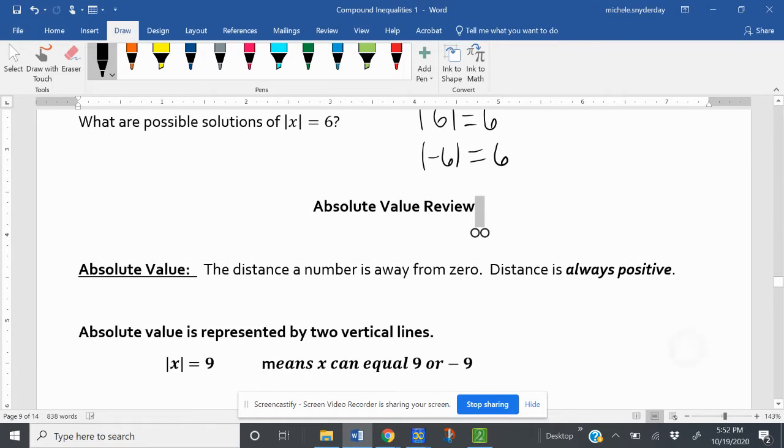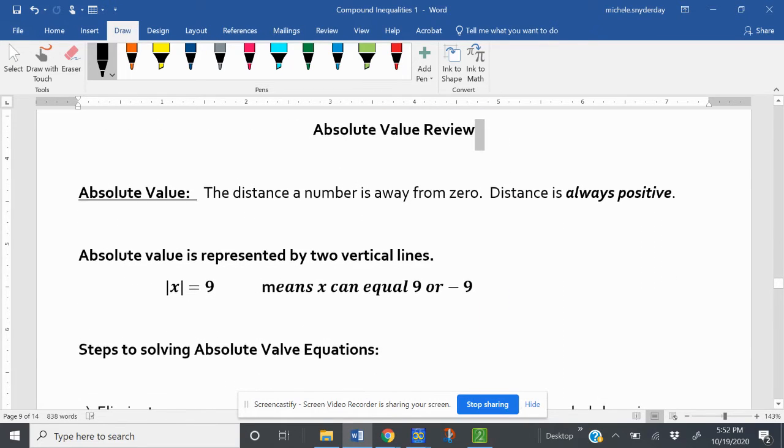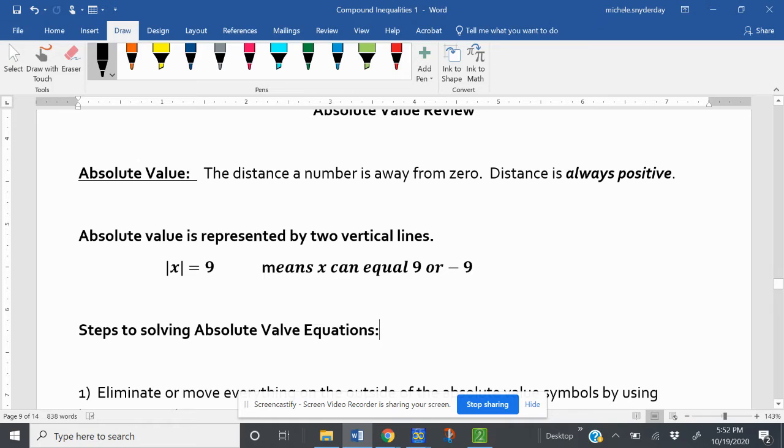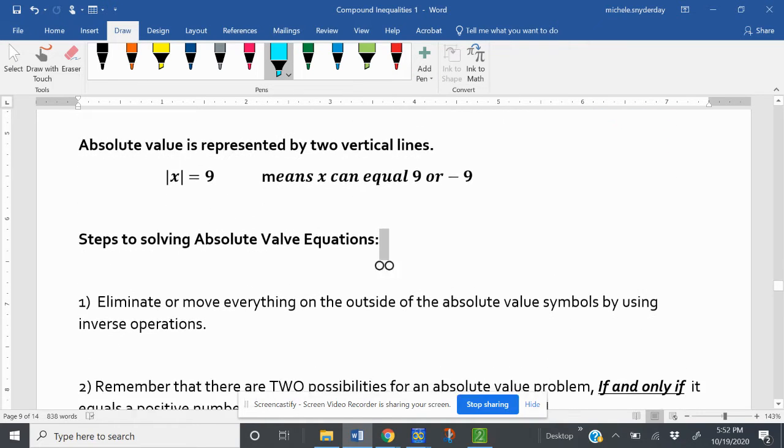Positive 6. Absolute value is the distance a number is away from 0, and it's always positive. But the inside could have been a negative possibility. So there's two possibilities for absolute value problems. Another little quick thing, absolute value of x that equals 9. So the inside can be either a 9 or a negative 9. They would both give us an absolute value of a positive 9.